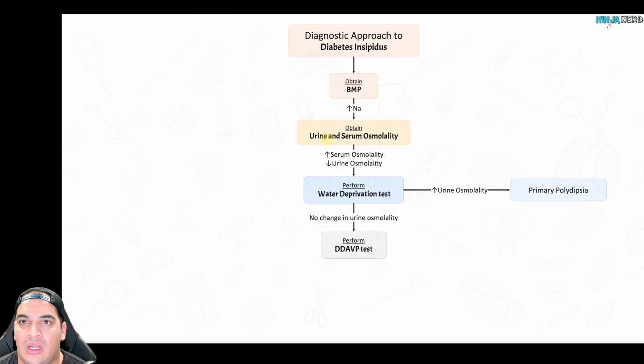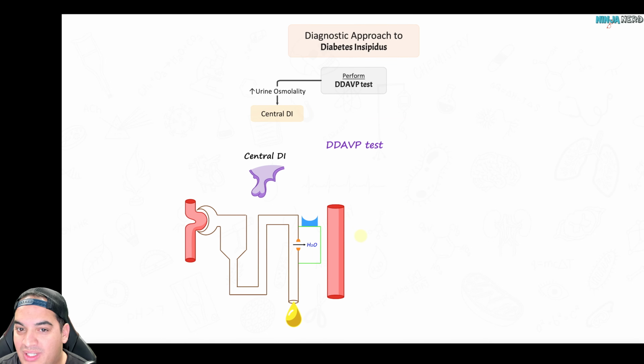With central, I have to remember the problem is that they don't have ADH. With nephrogenic, the problem is that they won't respond to ADH even if it is present. So I'm going to give them a drug, DDAVP, also known as desmopressin. It's the same thing as ADH. If I give them this, and it's central DI, they should bump their urine osmolality.